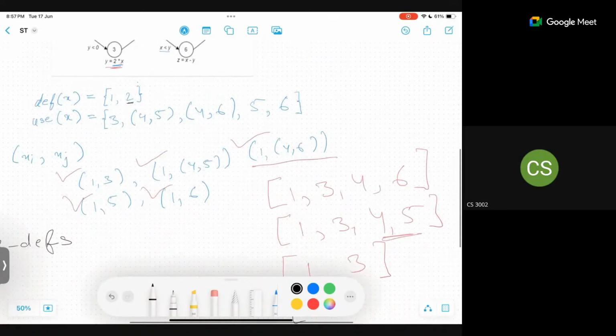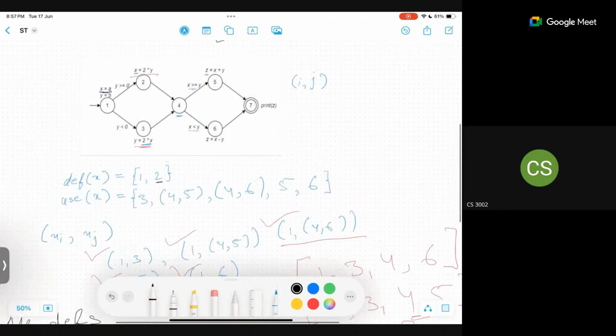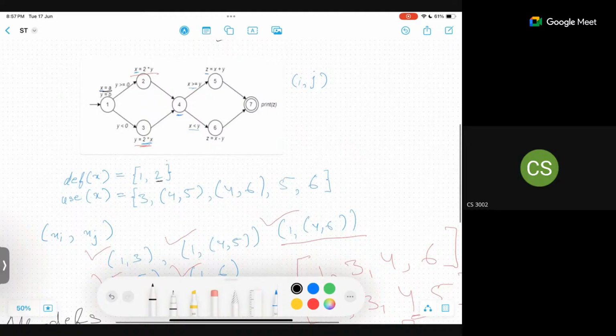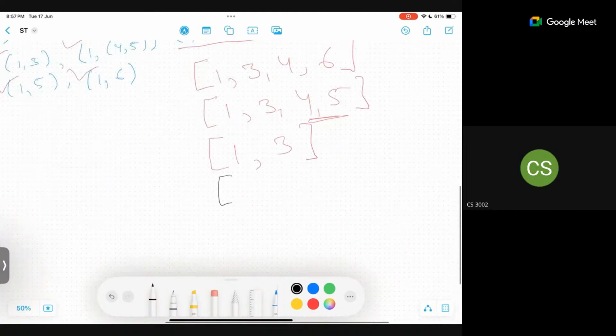From 3 it is not possible. 2 4 5 is possible. 2 4 6 is possible. 5 and 6 both are considered. So two more: 2 4 5 and 2 4 6. These are the du paths for the other definition, which I missed earlier. Because there's a definition at 2 also, you consider it separately.